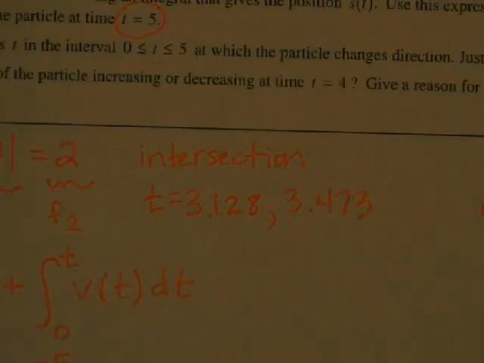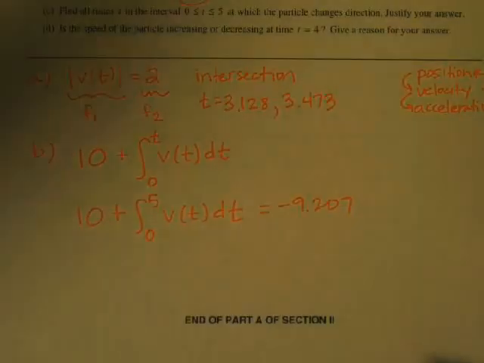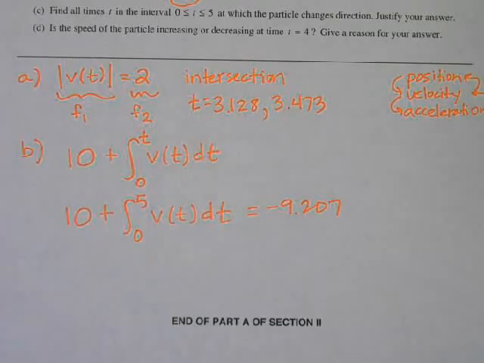All right, part C. Find all times t in the interval 0 to 5 at which the particle changes direction. Justify your answer. So a particle changes direction any time that its velocity changes signs. So what we're going to do is graph the velocity function and look for where it crosses the x-axis, because those will be the places that it changes signs. So we'll just look from 0 to 5. The interval that we want to look at is from 0 to 5.